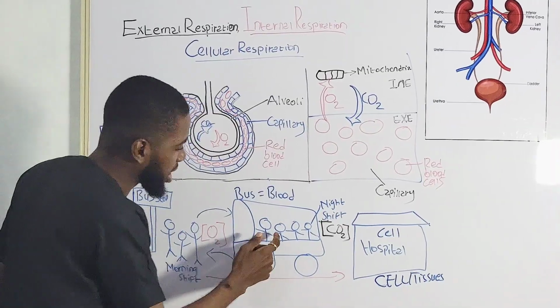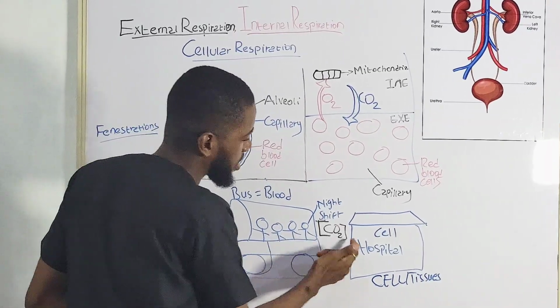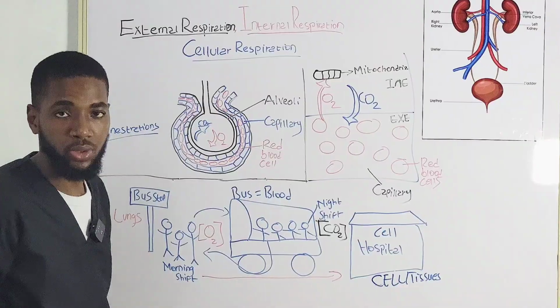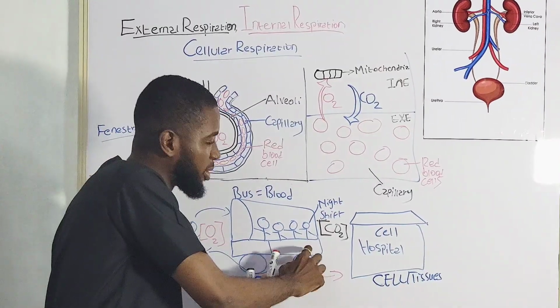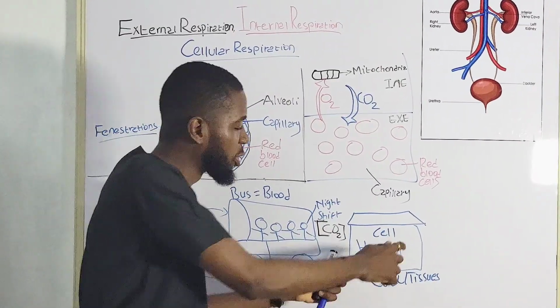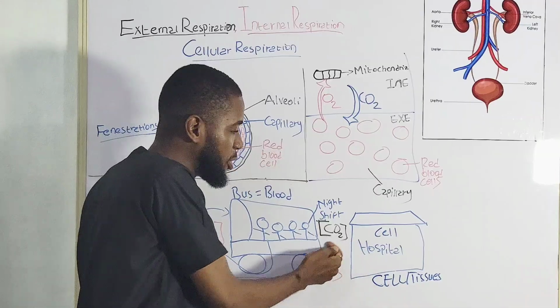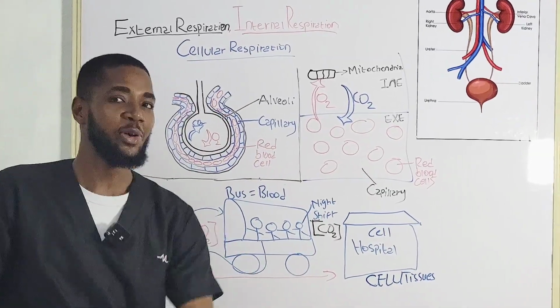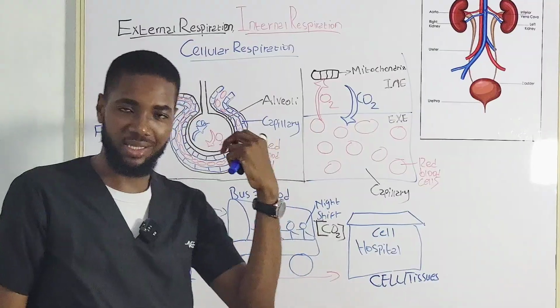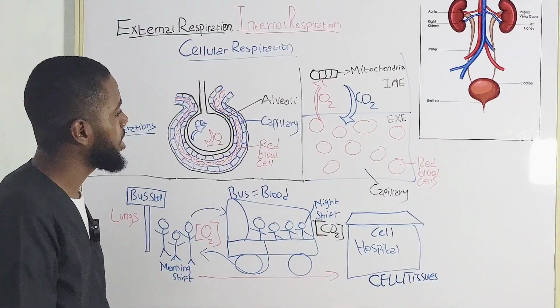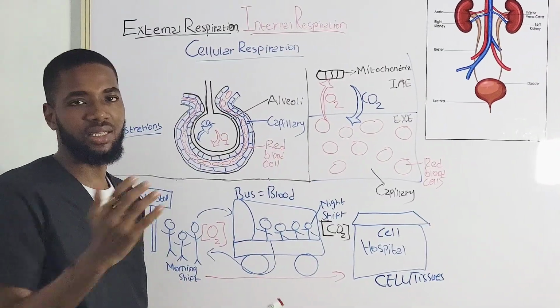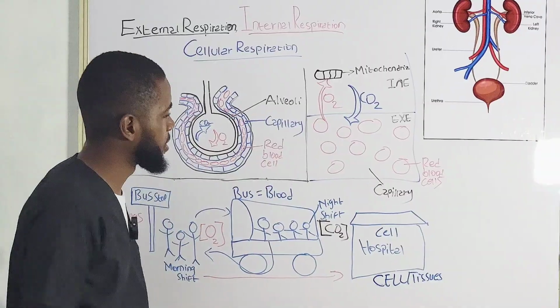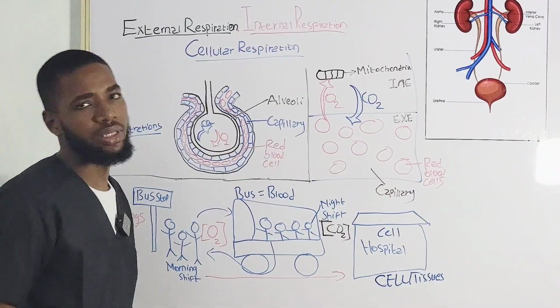It is just like you getting off this bus and getting into the hospital. As you are getting off the bus, getting into the hospital for your morning shift, those on night shifts, which represent CO2, are getting back into the bus, which represents the blood, going towards the lungs. Are you seeing what's going on there? Now, this is just me explaining external respiration and internal respiration. Now, let's get back to business.